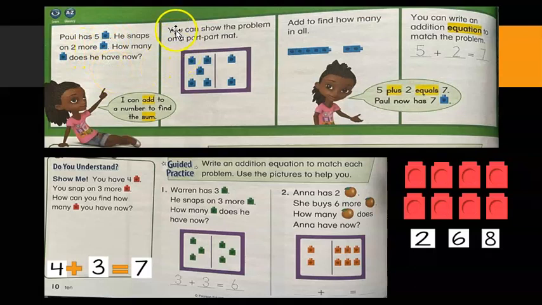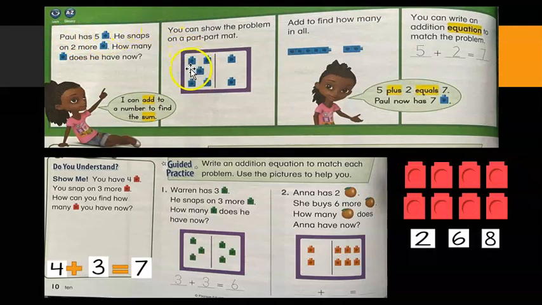And it says right here, you can show the problem on a part-part map. Okay, this is what you call a part-part map. Now, there's some blue cubes in here. This has, look, 1, 2, 3, 4, 5. This 5 here, cubes, represents this first one. You see where it says, Pa has 5 blue cubes?